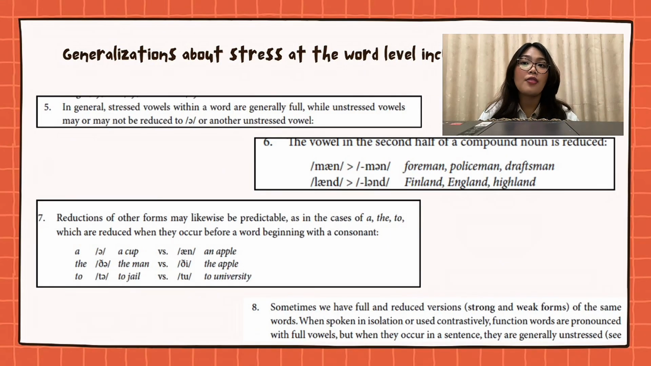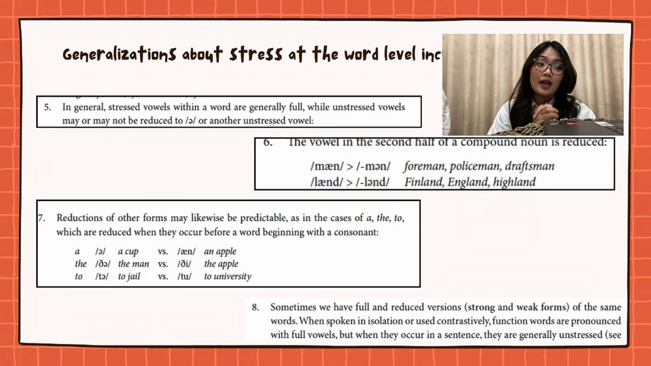Seventh, reduction of other forms might likewise be predictable, as in the cases of a, the, to, which are reduced when they occur before a word beginning with a consonant. For example, if a meets cup, it will be like a cup, versus when it meets apple, it will be an apple. An apple versus a cup. Next, the man, and then the apple. Next is to jail versus to university.